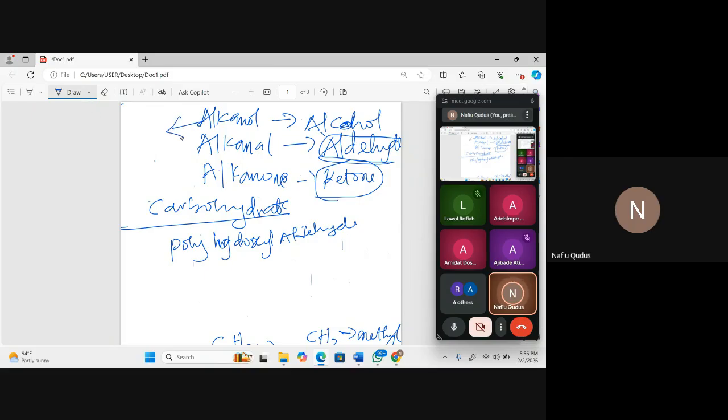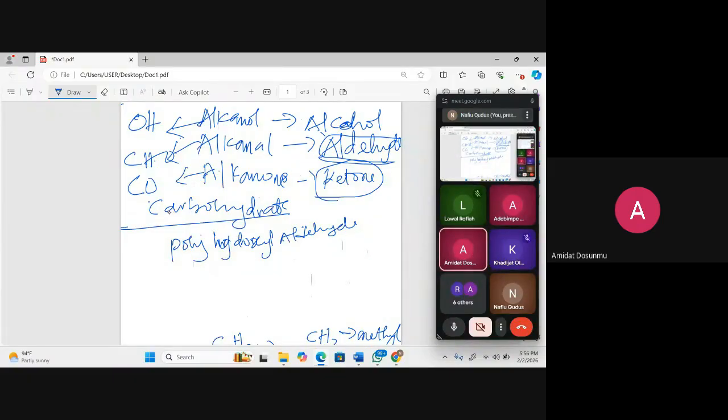For alkanol, the functional group is OH, right? Who can tell me the functional group of alkanal? It is CHO. And for alkanone, it is CO. And for alkanoic acid, COOH. Yes.